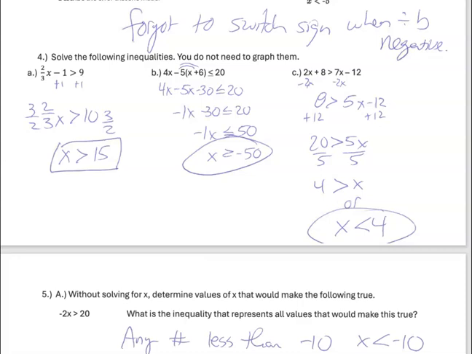Remember, we talked about the reason to do that: if you had a true inequality, like 10 is greater than 2, and you multiply both sides by a negative, it makes a true inequality false. The only way you could keep it true would be to switch the sign.